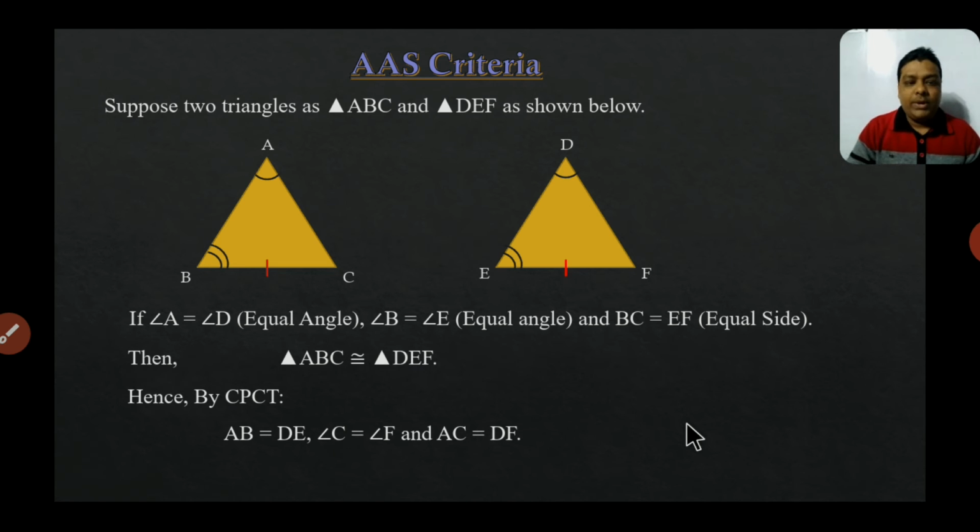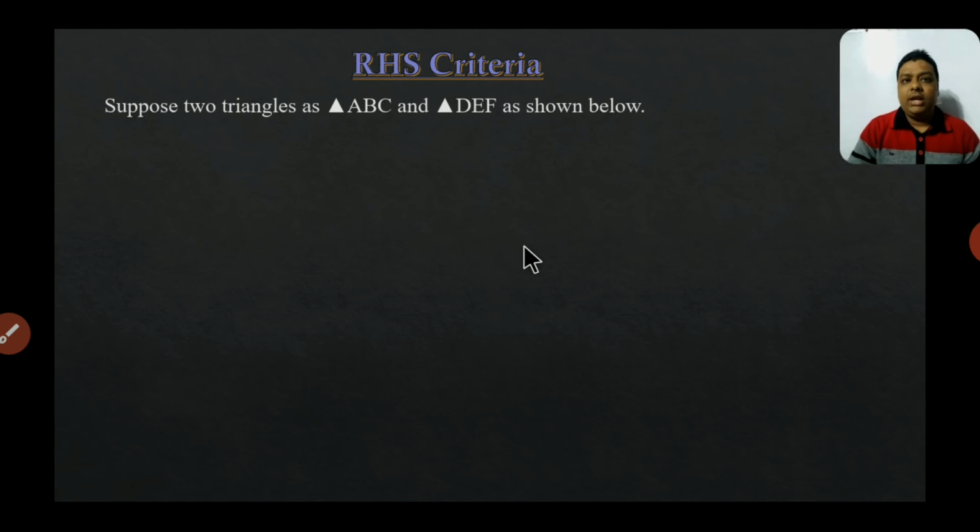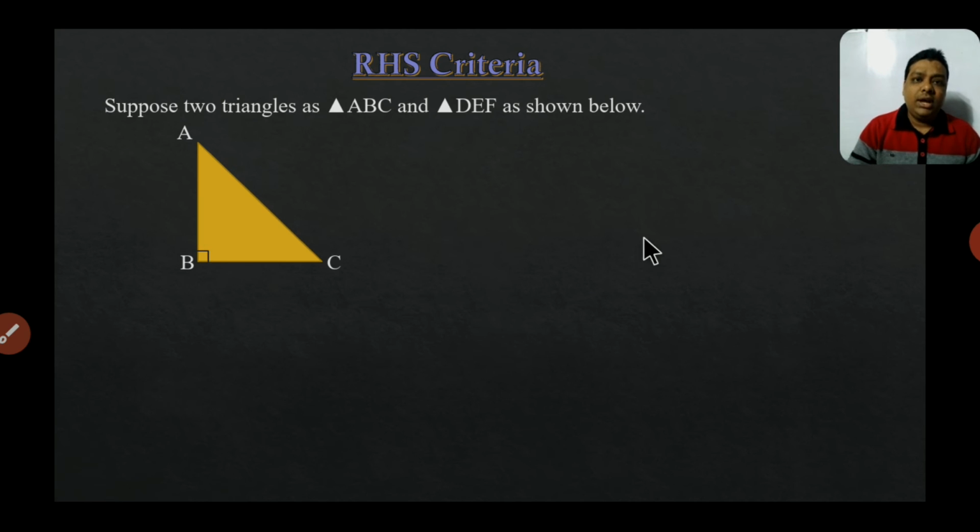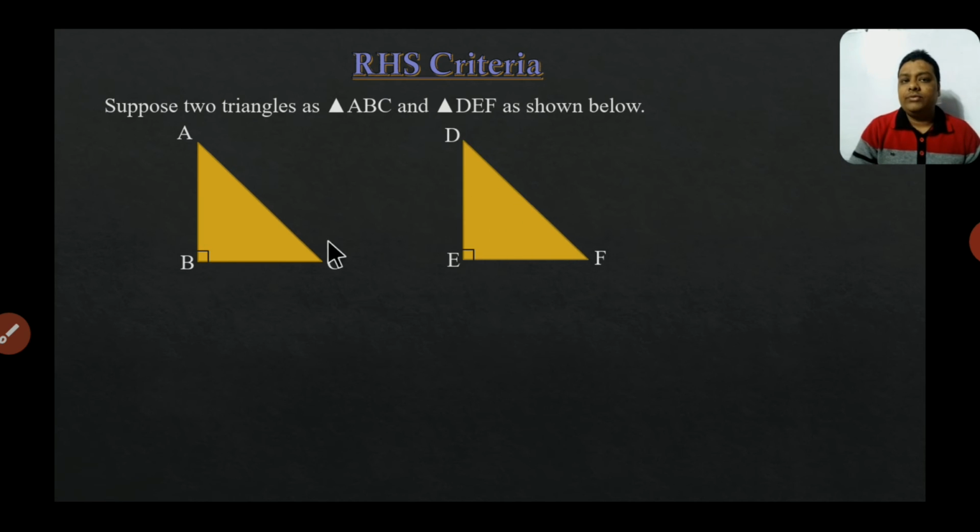Okay, students, I hope that you all have understood. Now let's see one last criteria. The name of the last criteria is RHS, right angle hypotenuse side criteria. Okay, so suppose two triangles, triangle ABC and triangle DEF. Their name suggests right, hypotenuse, side. It means the triangle should be a right-angled triangle. So if we draw a right-angled triangle ABC and another triangle DEF, you can see both are right-angled at B and at E.